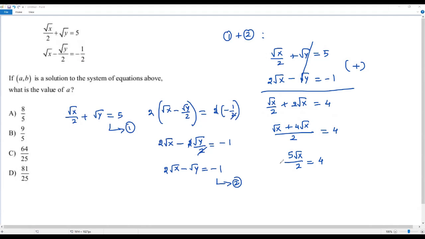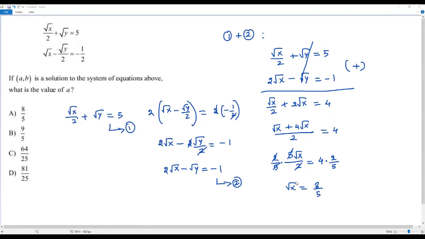Okay, now let me multiply both sides of this equation by the reciprocal of this fraction 5 over 2. That is 2 over 5. Let me do it. So 2 over 5. Okay, here this 5 will cancel. Here 2 will cancel. I am getting square root of x on the left side. So here 4 times 2 is 8. That is 8 over 5.